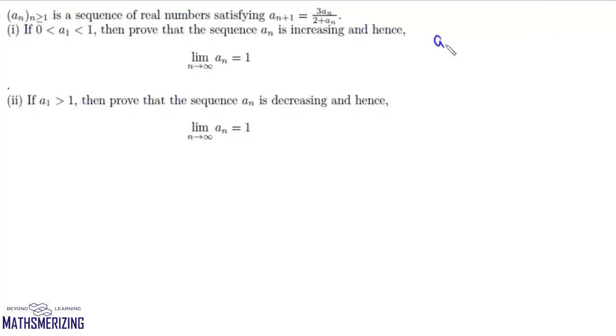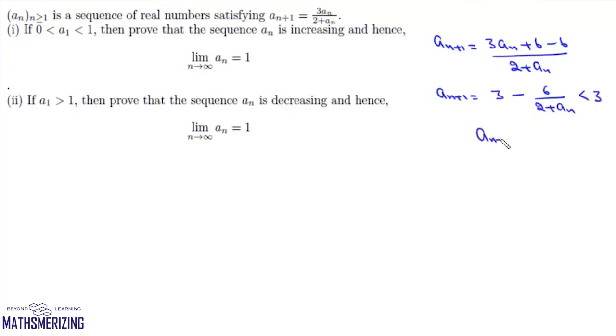We can also write this a_{n+1} as 3a_n, now we'll add 6 and subtract 6, upon 2 + a_n. Then this a_{n+1} will be 3 minus 6 upon 2 + a_n. Now this value will always be less than 3. So a_{n+1} will be greater than 0 but less than 3. That means the terms of the sequence are bounded. So the sequence is monotonic as well as bounded, then using the monotone convergence theorem, we can say that it must converge to some limit L.